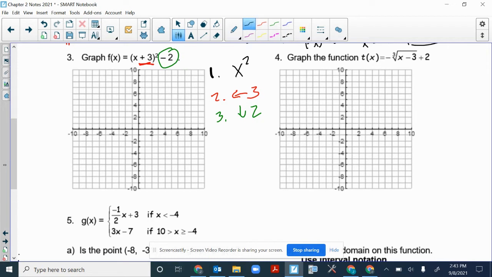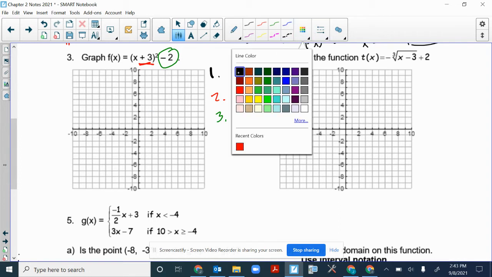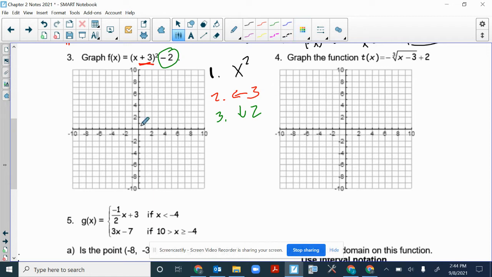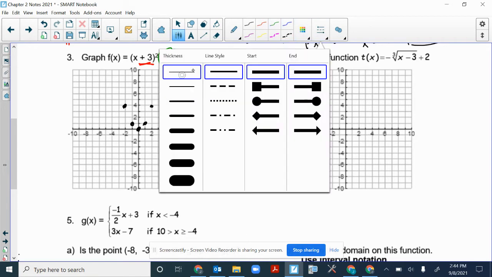So I'm going to go ahead, and this is where if you have multiple colors when you're doing these, it's really nice. I'm going to go ahead and plot my key points for my parent function. So x squared, you can have (0, 0), (1, 1), (negative 1, 1). You can definitely do (2, 4) and (negative 2, 4). You could go farther, but these are more than enough. So then you're going to do the transformation.